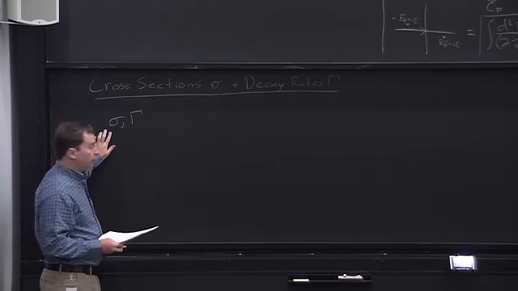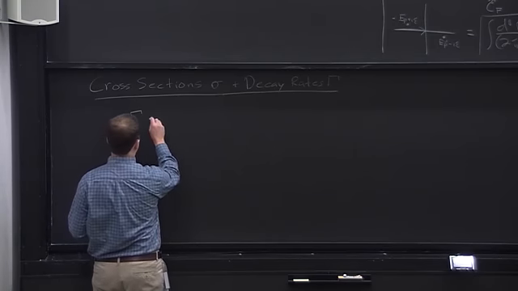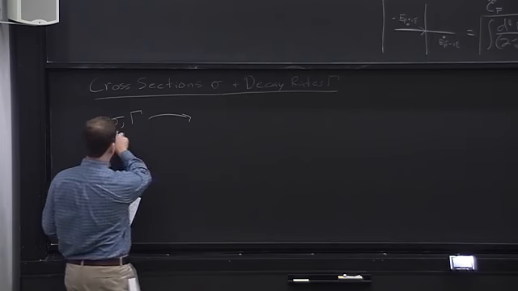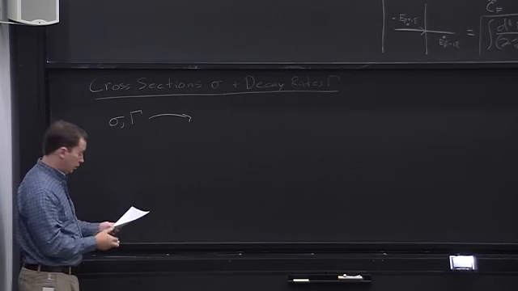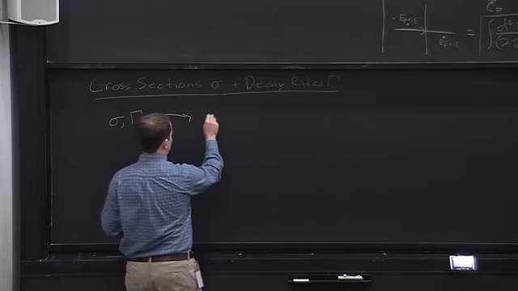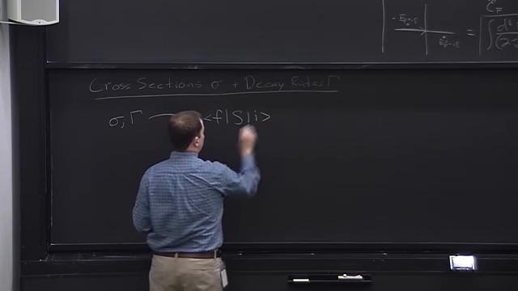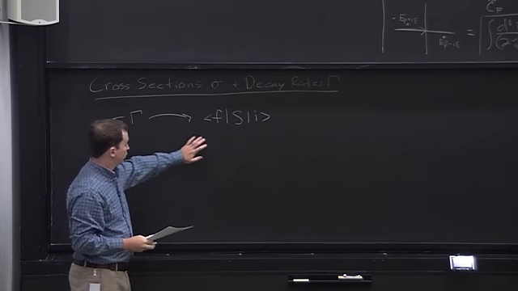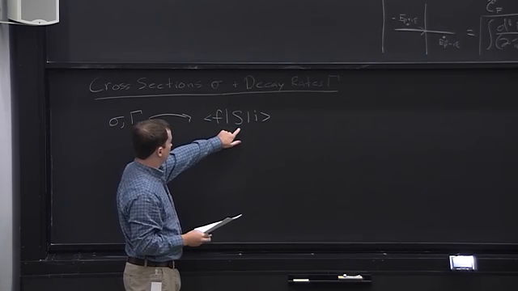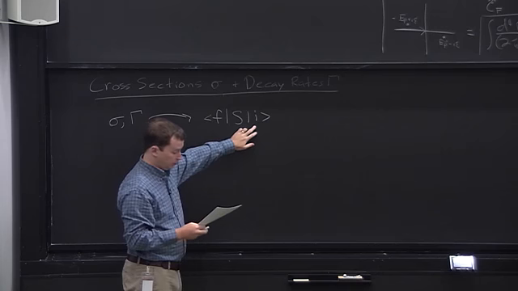We're going to do this in steps. So today, what we're going to do is relate these observable objects, the cross-section and decay rate, to scattering amplitudes. This is an expression in the Heisenberg picture.